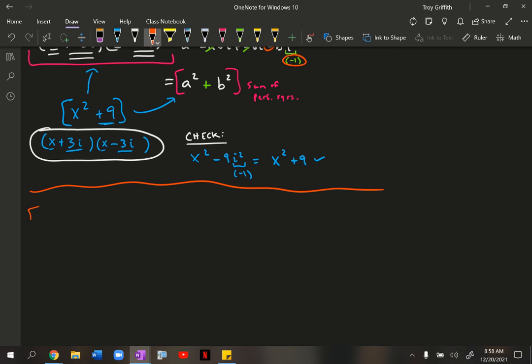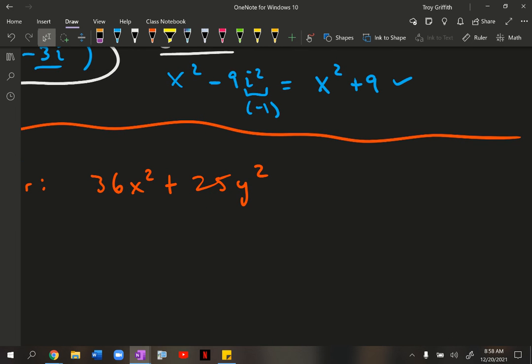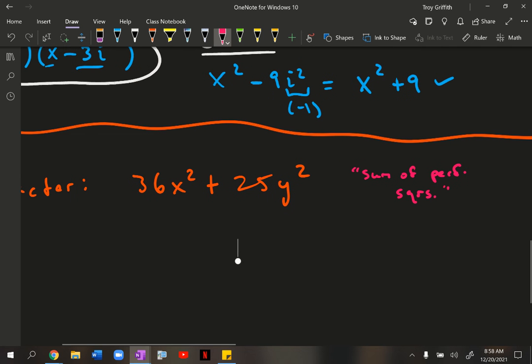Let's say that if I told you to factor, we had 36x squared plus 25y squared. When I look at this, 36 and 25 are perfect squares, and x squared and y squared are perfect squares. So we could call this a sum of perfect squares. Meaning, in order to factor this, we're going to have to use imaginary numbers. So if you want to, you can put two sets of parentheses with a plus and a minus. But now we've got to get to work on thinking about what goes where.